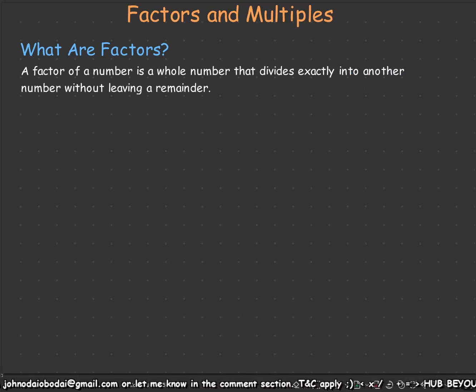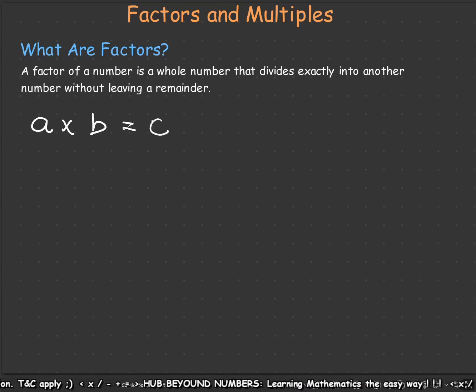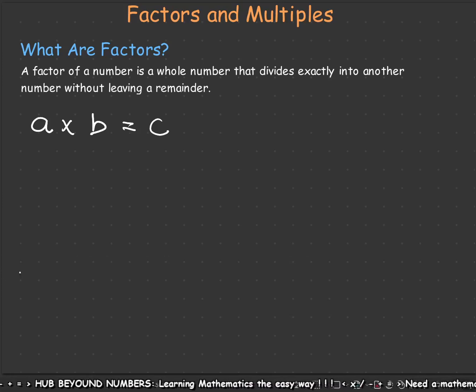In simple terms, or mathematically, if you have A times B giving you C, then for this number C, A is its factor and B is also its factor, because you can divide C by A to give you B, and also you can divide C by B to give you A. That is the basic definition for factors.